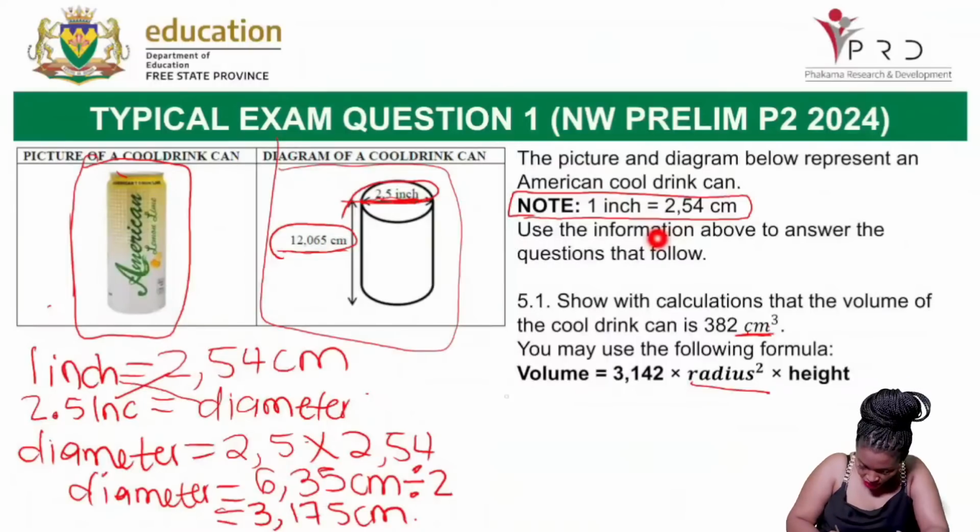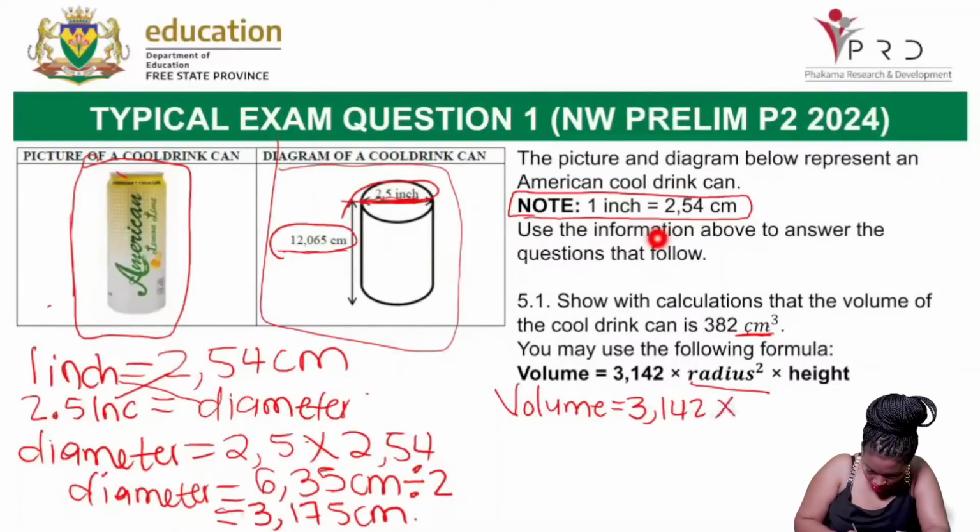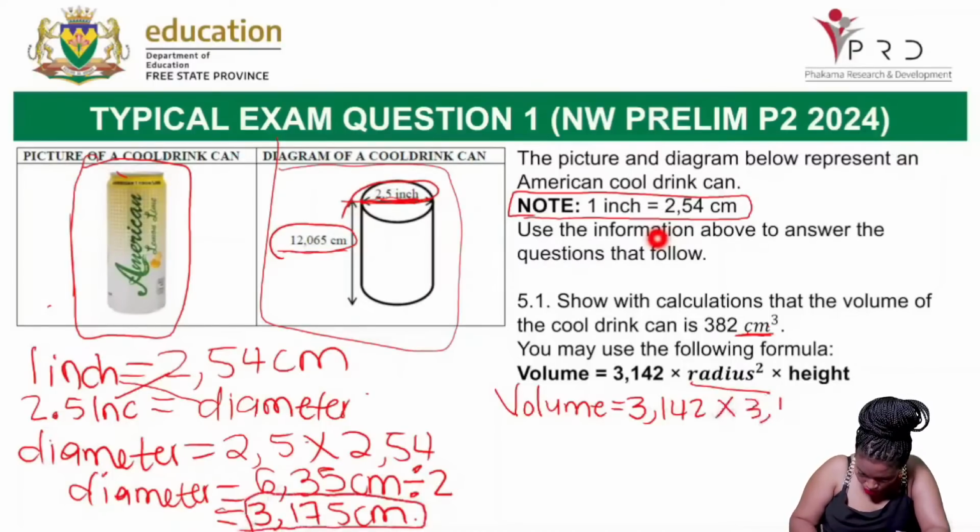So let us calculate the volume. Volume equals 3.142 times the radius. Remember, this is our radius. The radius is 3.175. Very, very important: the radius must be squared. And then you multiply it by the height.